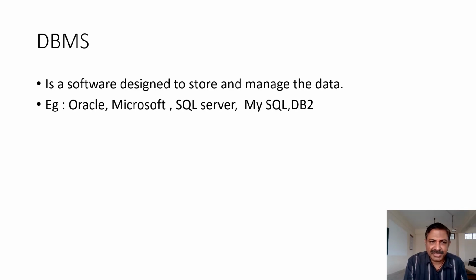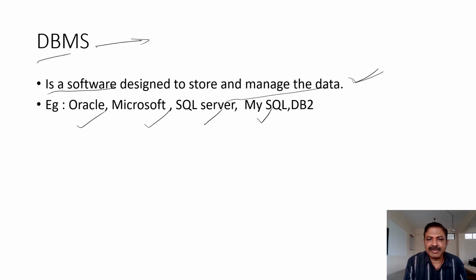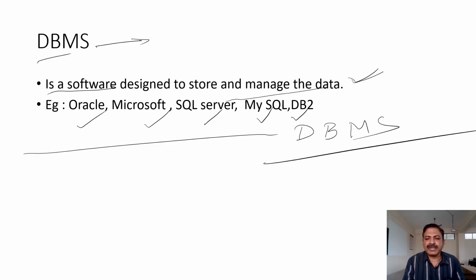So, database management system. What is DBMS? Database we have discussed. What is a database management system? It is software which is designed to store and manage data. We can store the data in files. We can manage the data, which means we can modify, update, delete, and add to the data. Examples: Oracle, Microsoft SQL Server, MySQL Server and DB2. These are all database management systems, that is, software.